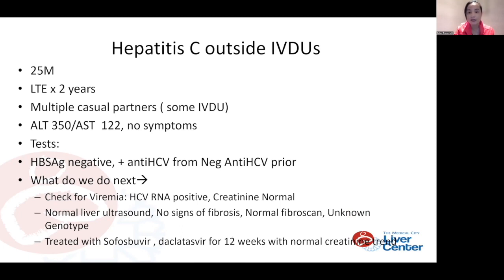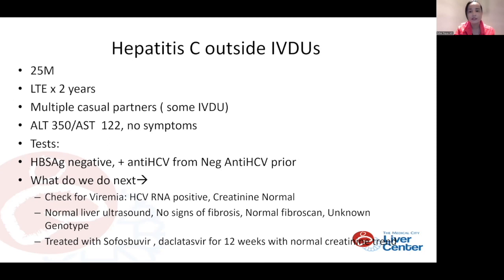We check for viremia, and you see that RNA is positive. You check the kidney function. Creatinine is normal. The liver ultrasound is normal. He's able to do a fibroscan and it's normal, so no cirrhosis. He's not able to do the genotype because of the cost and wants to get free treatment from the treatment hub. He was then treated with sofosbuvir, daclatasvir for 12 weeks, at the same time monitoring his creatinine. And the daclatasvir dose in this case was increased because he was on efavirenz.